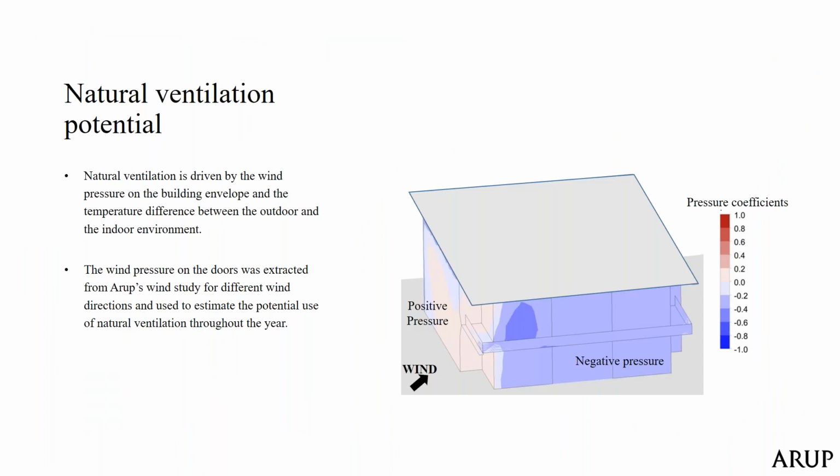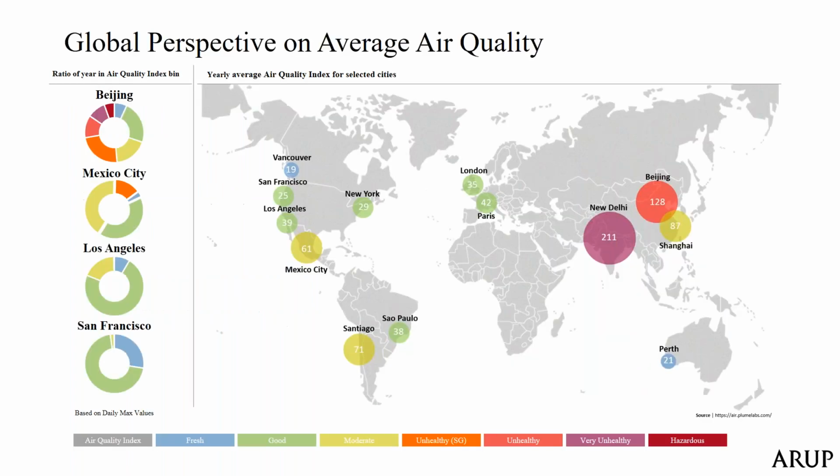Together with this, we use the CFD simulations to understand the pressure field on the building. And we use these pressure coefficients for then calculating natural ventilation.